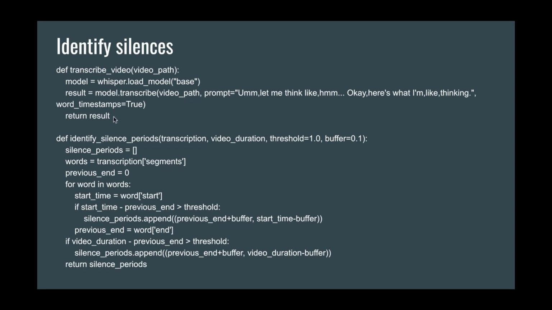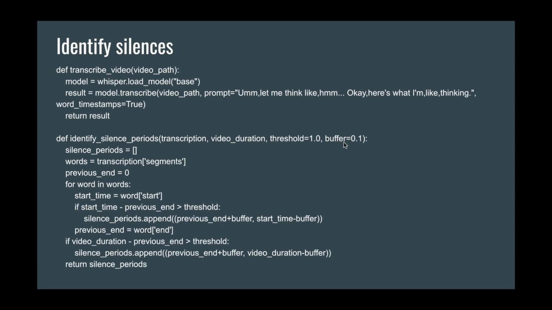So once you get the transcript, you can identify the silences. So what you do is you have a threshold, which is the default value of 1.0 seconds. What you can do is you can go through all these segments that are generated from the transcript and see if there is any difference between each segment greater than this threshold, as you can see here. Then we keep that as the silence period. So we identify all those silence periods and return that back.